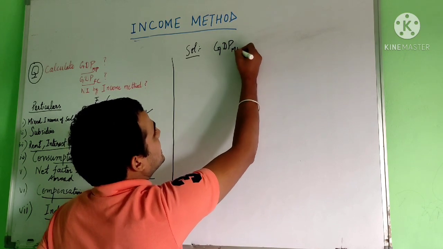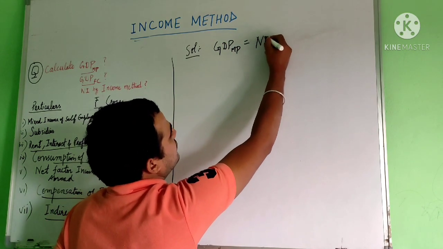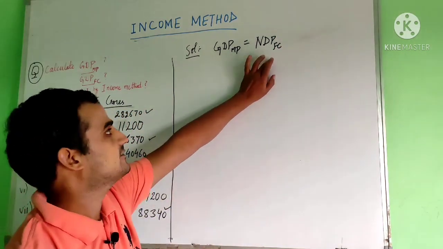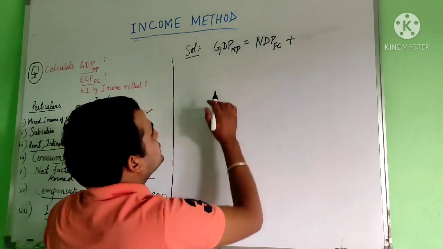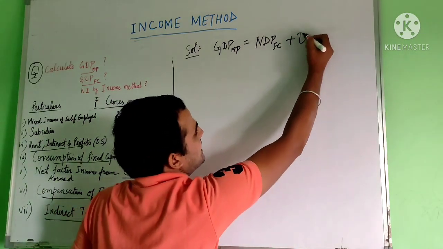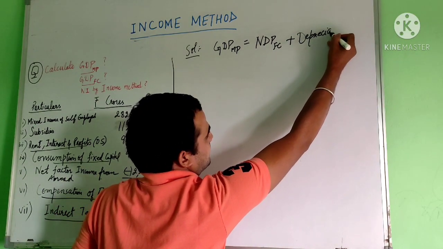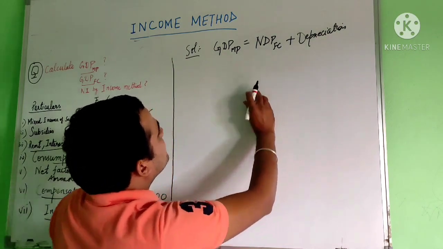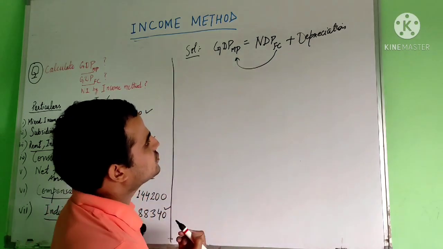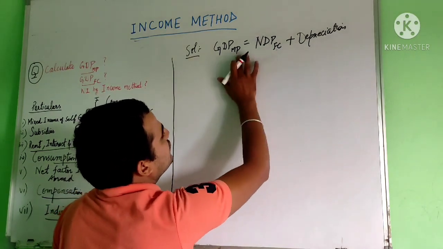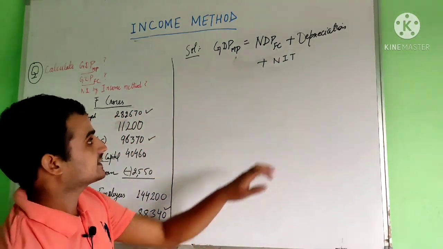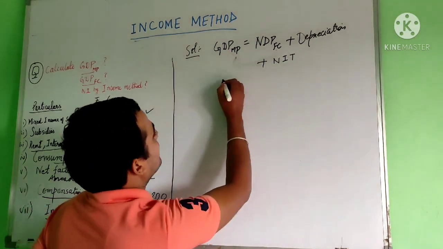GDP at market price is equal to, first of all, our domestic income, NDP at factor cost, plus, because we want to go from net to gross, we need to add depreciation here. And what next? Because we want to convert it from factor price to market price, we need to add net indirect taxes.